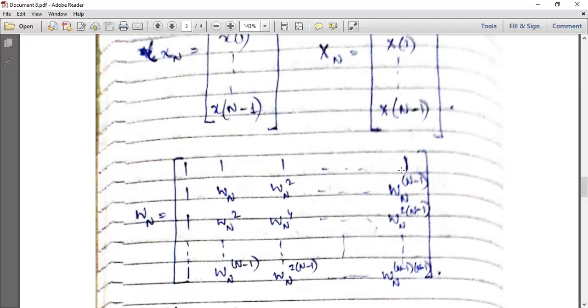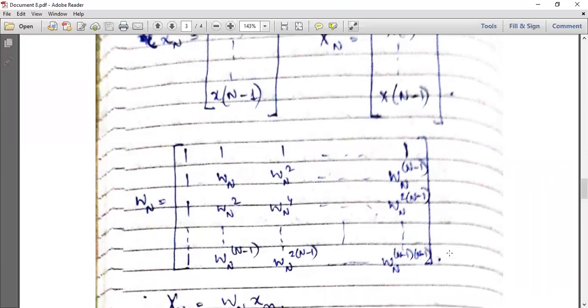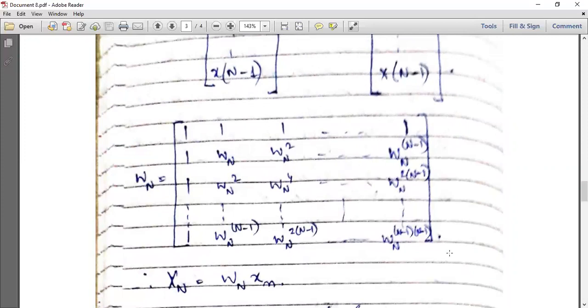So likewise, the last column, the first element will be 1 as usual, and here it will be Wn to the power n minus 1. I have multiplied the powers with n minus 1. Then 2 into n minus 1, likewise n minus 1 into n minus 1. Clear? So this is the sequence. This is the general sequence of the Wn matrix, and from here the N-point DFT results as capital Xn equal to Wn into small x. Clear?